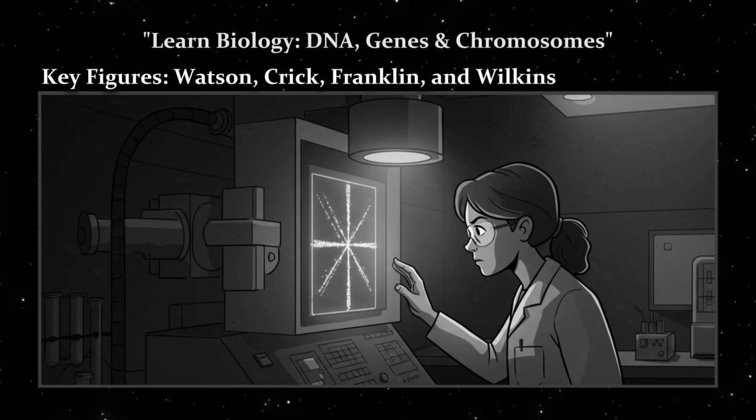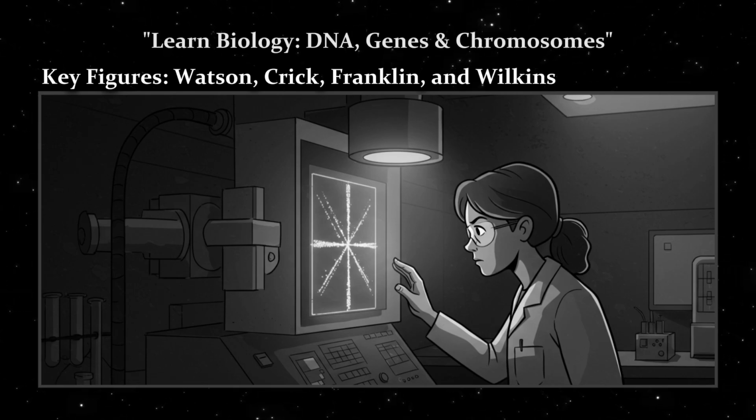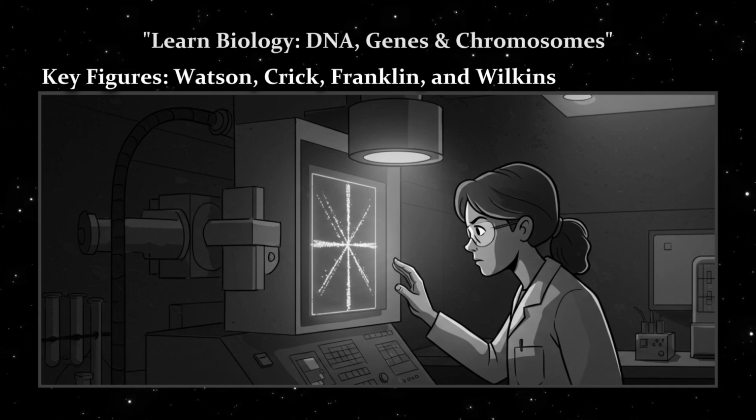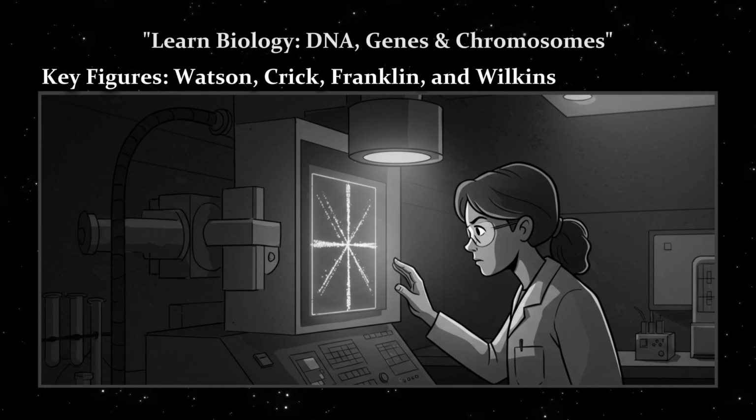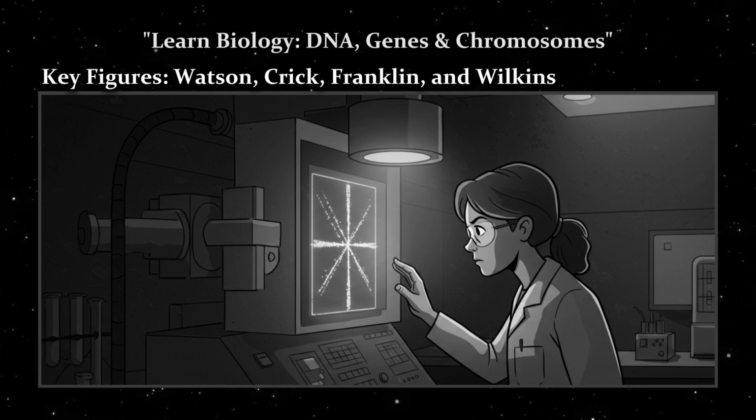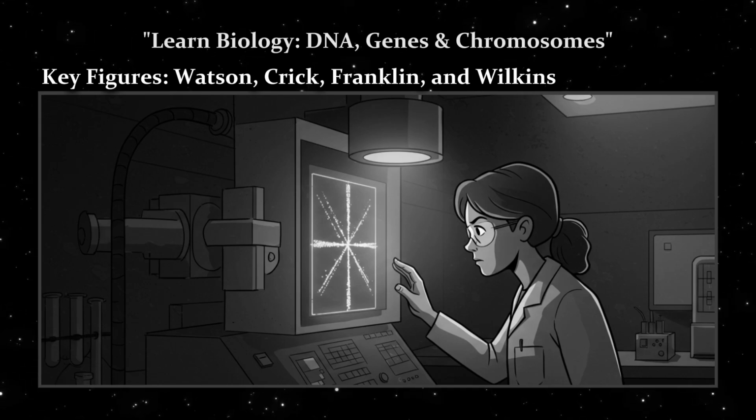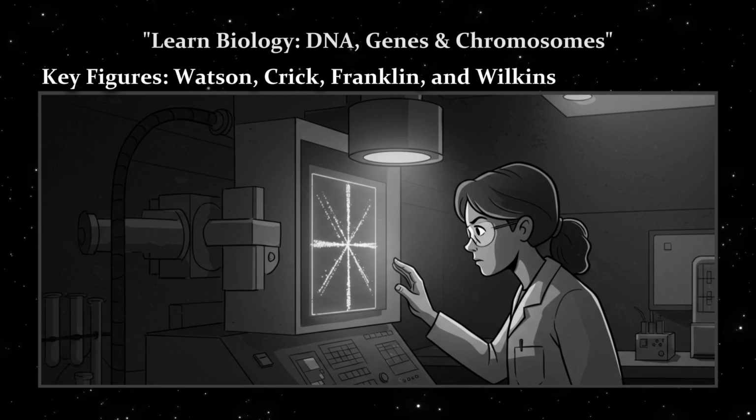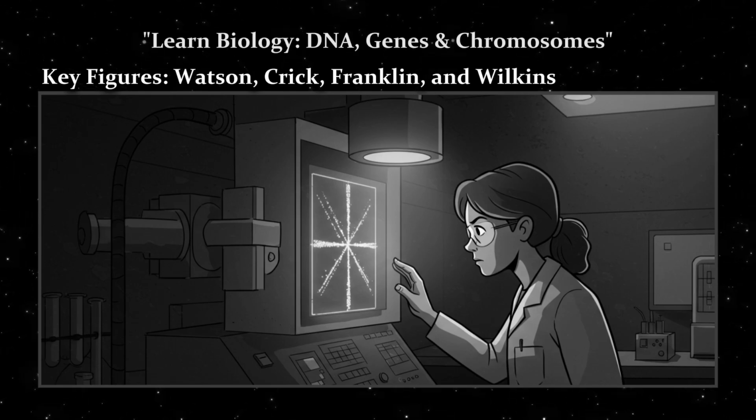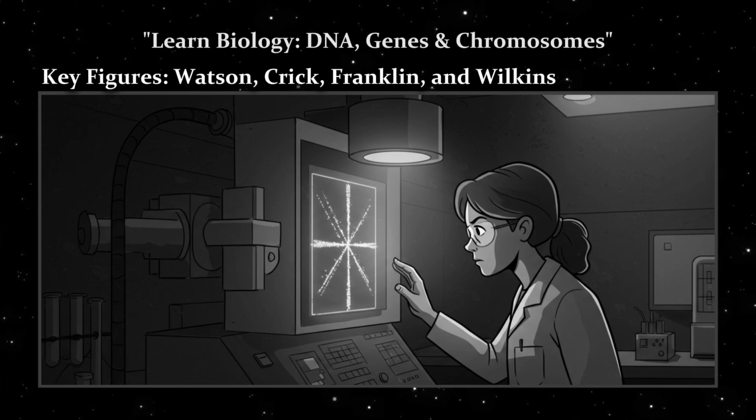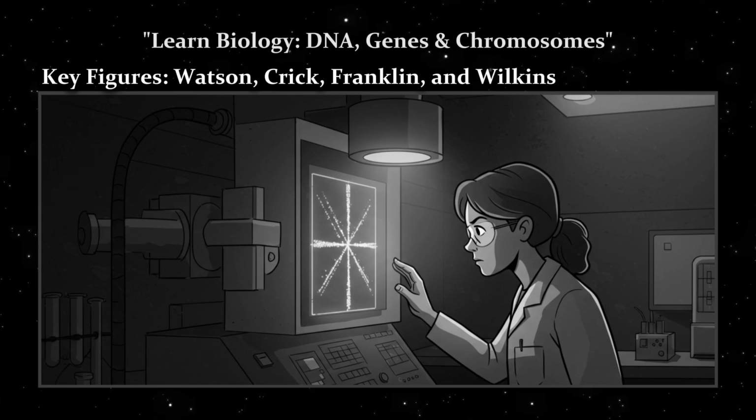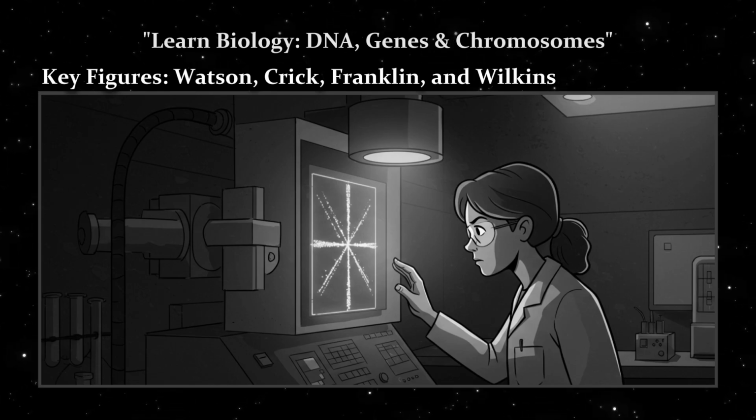In May 1952, Franklin, working with her graduate student Raymond Gosling, captured a stunning X-ray diffraction image of the B form. This image, which would become known to history as Photo 51, was the single most important piece of evidence in the entire story. It was a clear, beautiful X shape, right in the middle of the diffraction pattern. To a trained crystallographer like Franklin, this X was not a mystery. It was the unmistakable mathematical signature of a helical structure.